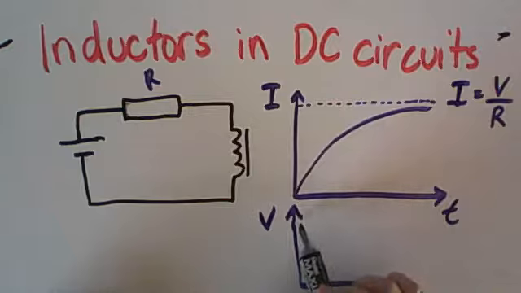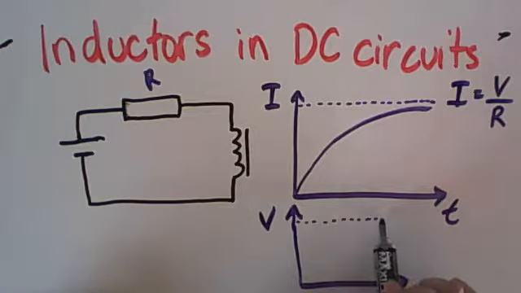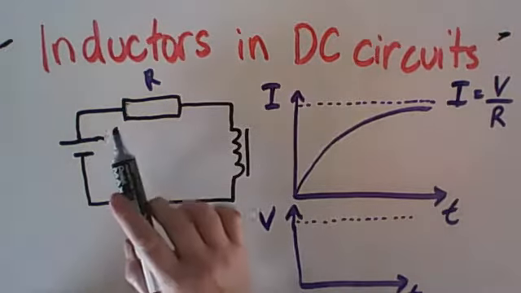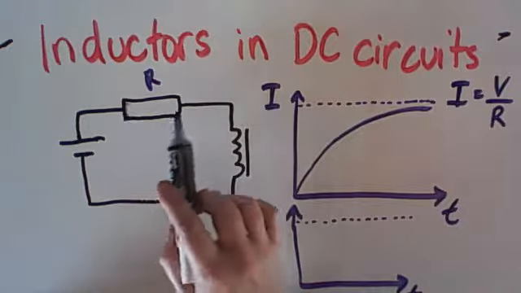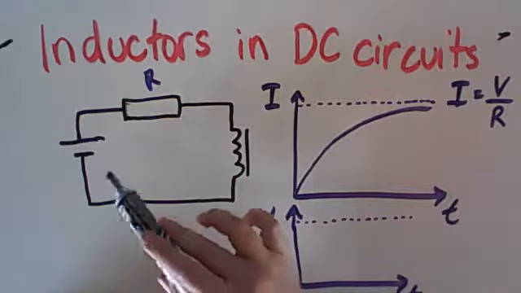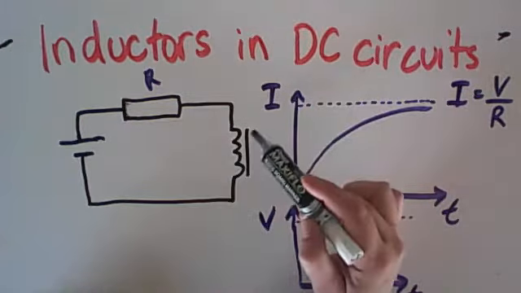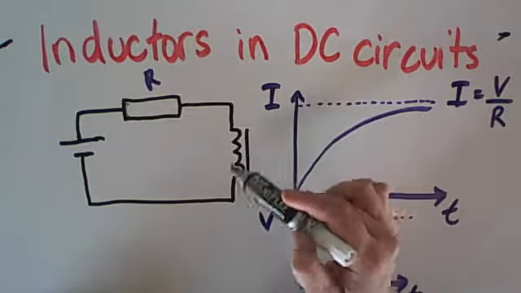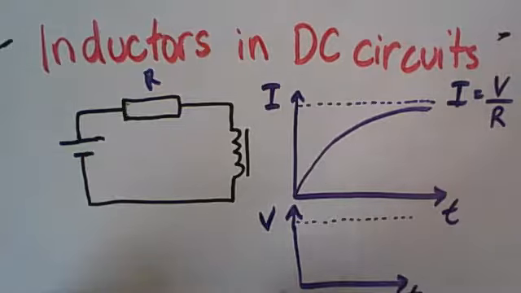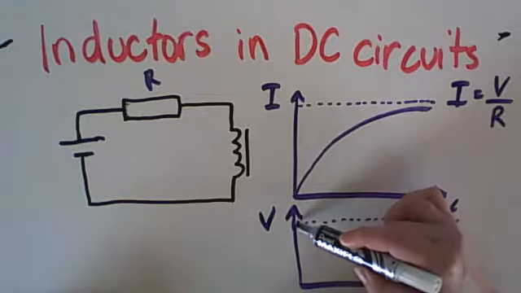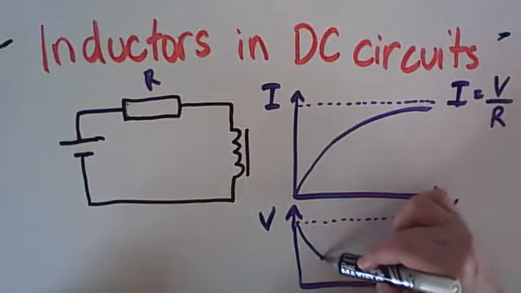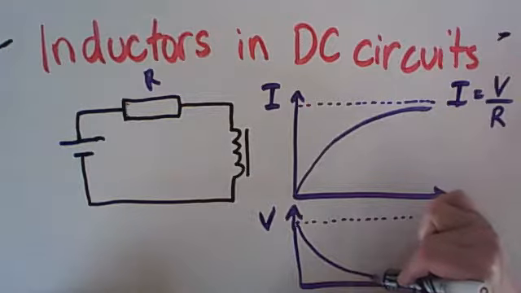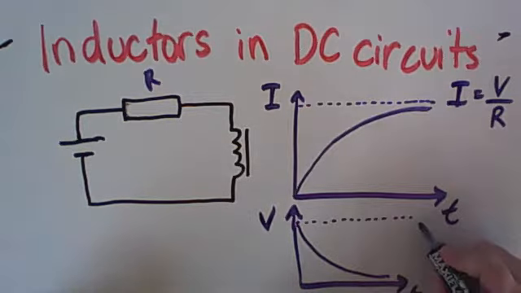Of course, if there's no current flowing, then this is acting like it doesn't exist. There's no current flowing through it, and all the voltage across our inductor is equal to the supply voltage. But over time, that will drop. Okay, and our supply voltage, Vmax, is our supply voltage.